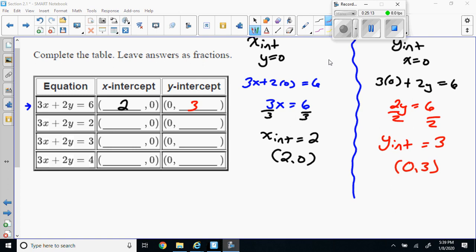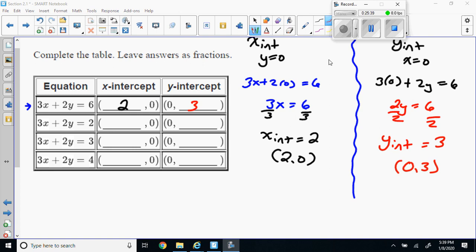Okay, so we proved when you solve for the x-intercept that y goes to 0, right? And when you substitute it into the equation, it goes away. Y'all agree? And we proved here, mathematically, that when you solve for the y-intercept, that x equals 0. When you substitute it, it goes away. Correct? So I'm going to show you something.